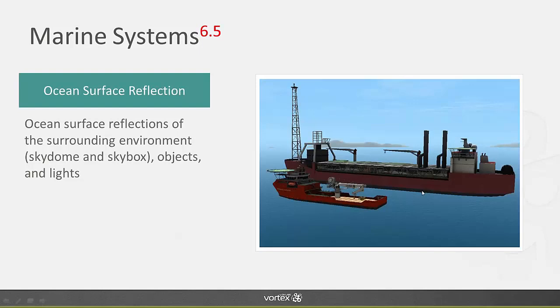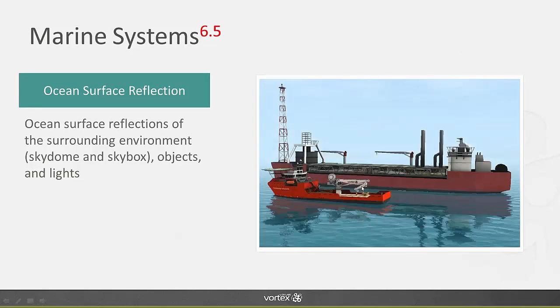So what you see here is what your ocean would look like in 6.4. In 6.5, you get a lot richer reflection. You can actually see the ships. If you had the sun, you would see the sun reflect in there. This really enhanced the realism and the immersiveness of the scene by leaps and bounds.